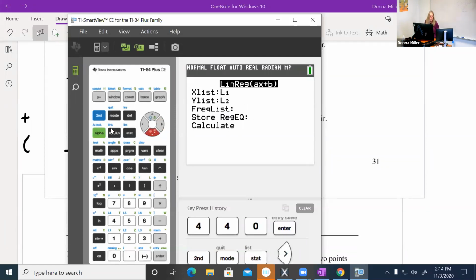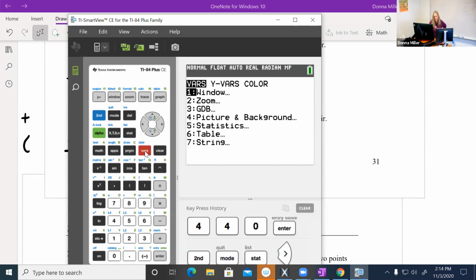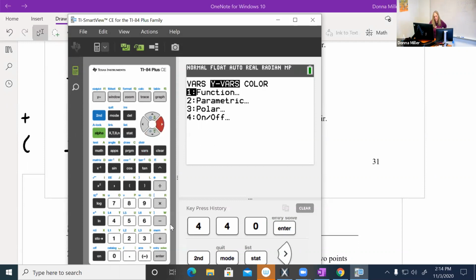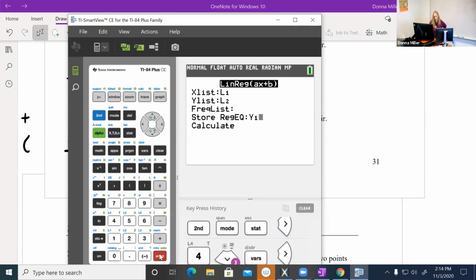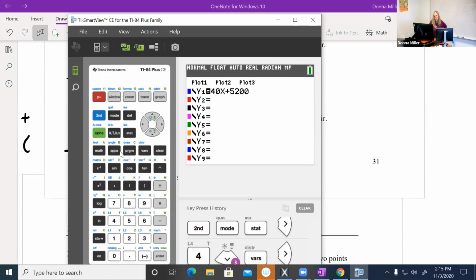Since I've got a little bit of extra time, if you want to store the equation, you see this thing that says store? If you like, you can store it in Y1, like if you want to graph it. If I go to Y-vars and say function, and then I want Y1, it'll store the equation in Y1 for you if you want it stored there. All right, so there it is. It's 40x plus 5200. If you go to Y equals, you see because I stored it, it's there in my grapher. Okay, so there's some calculator-ese for you guys.